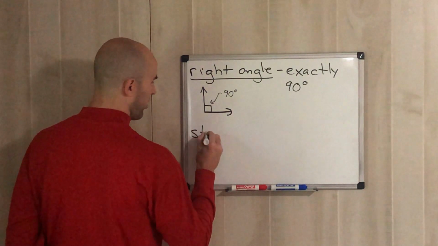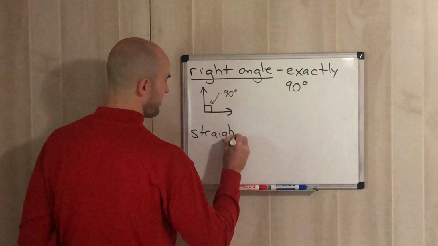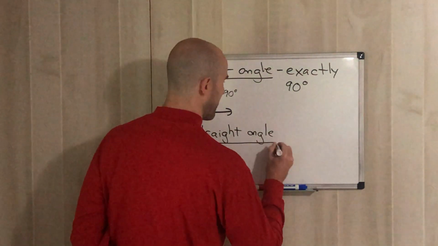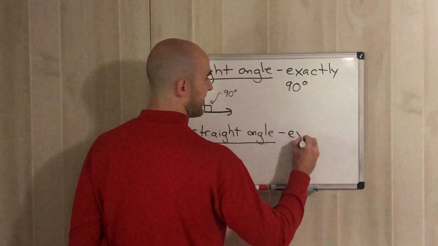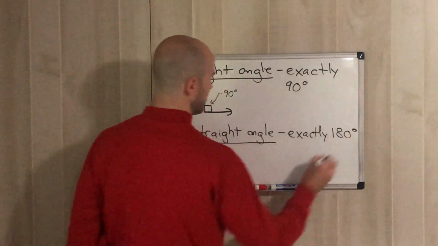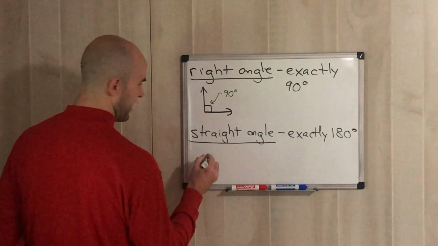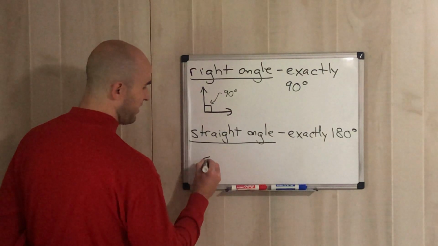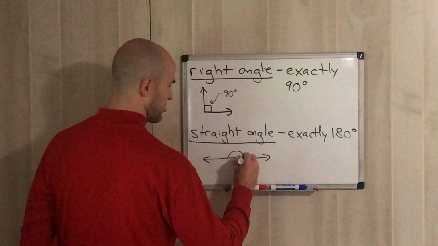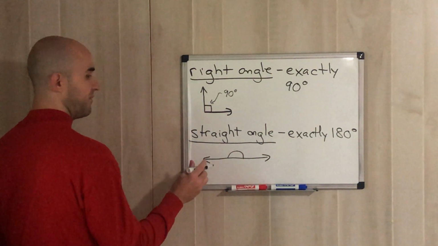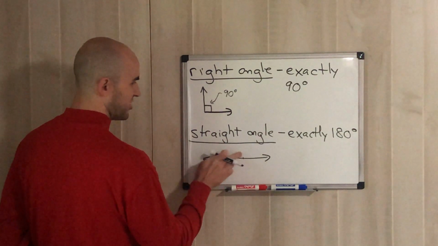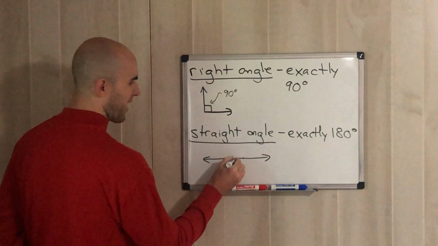Then there's another one called a straight angle. And a straight angle is actually bigger than an obtuse angle. A straight angle is exactly 180 degrees. And the reason why they call it a straight angle is because it's straight, okay? I'm just showing you that it's a line, right? And we know that it's a line because it has two arrows, right? It goes on forever in both directions.